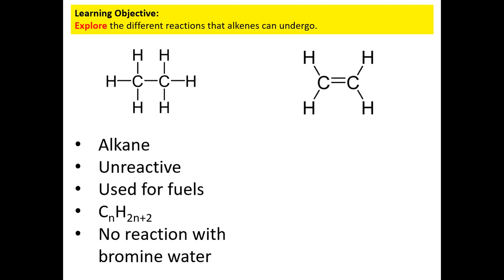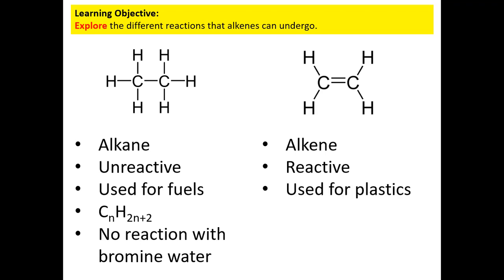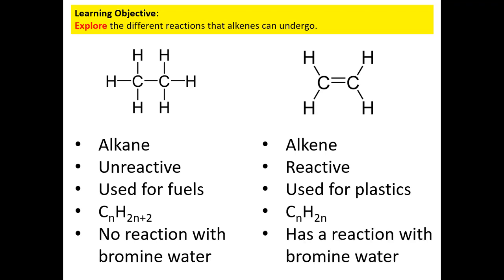Moving on to the one on the right hand side then, hopefully you know that that is an alkene, specifically ethene, 2 carbon atoms, and they are more reactive because of that carbon-carbon double bond in the middle. We said last lesson they're used for plastics, and we will learn a little bit about that today. The general formula is CnH2n, so the number of hydrogens is always just double the number of carbon atoms, nothing else. And it has a reaction with bromine water. We just discussed this last lesson. It will turn the bromine water from orange to colourless.